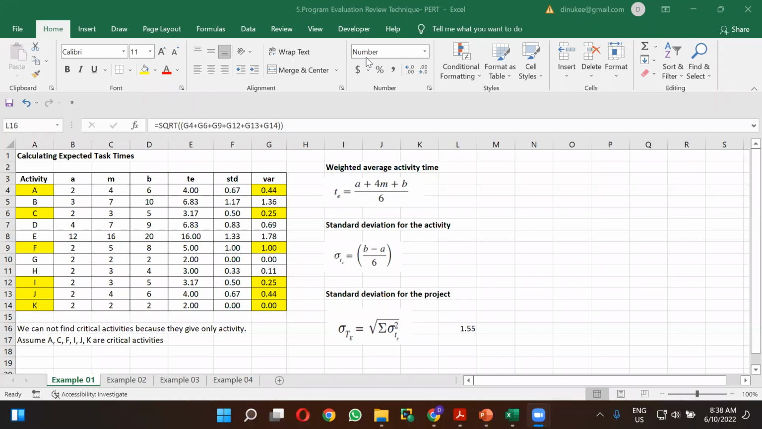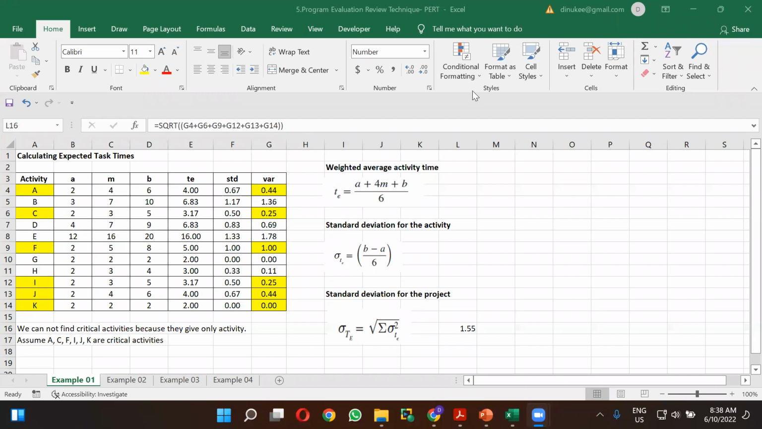Did you all get the value for the standard deviation for the project? You have to simply take the variance of the critical activities, get the summation of the variances of the critical activities, and take the square root. This implies that you take the summation of the variance of the critical activities and get the square root of that.